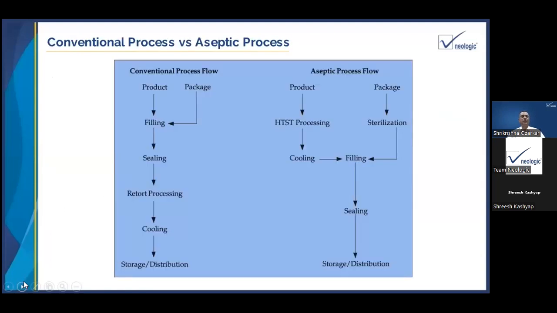This is a typical flow of the conventional process for juice, when it was hot filled in cans, jars or glass bottles, and then retorted. On the left hand side, you can see product plus package, filling, sealing, retort processing, and then cooling. On the right hand side, you can see product and package, HTST processing, the sterilization. We cool the product before filling. Unlike in hot filling, we cool the product before filling, seal again in a sterile environment, and then storage and distribution. This has resulted in additional shelf life for the product.